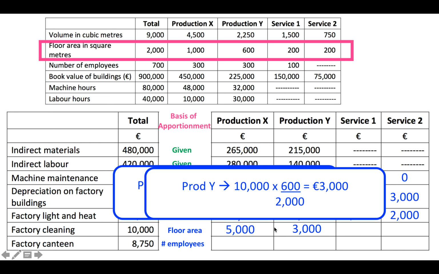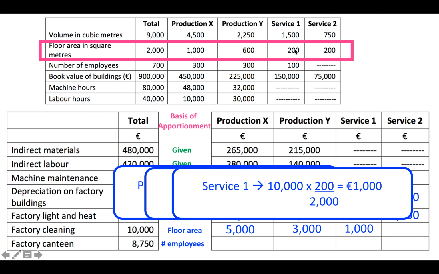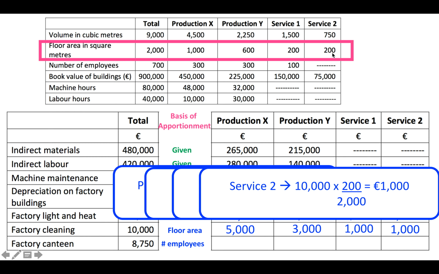Then in production Y, we have 10,000 multiplied by 600 over 2,000, which is 3,000. Then in service department 1, it is 10,000 multiplied by 200 over 2,000, which is 1,000, and then service department 2, it is 10,000 multiplied by 200 over 2,000, which is 1,000 euro.